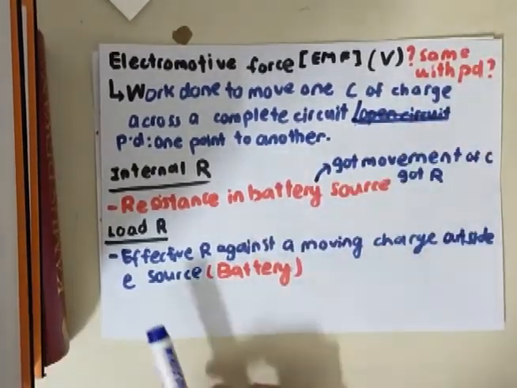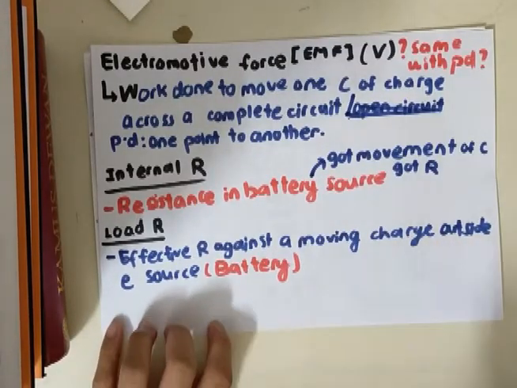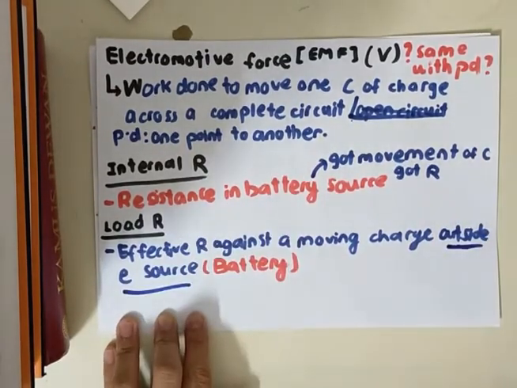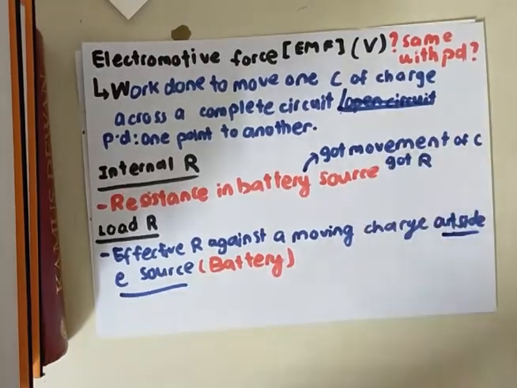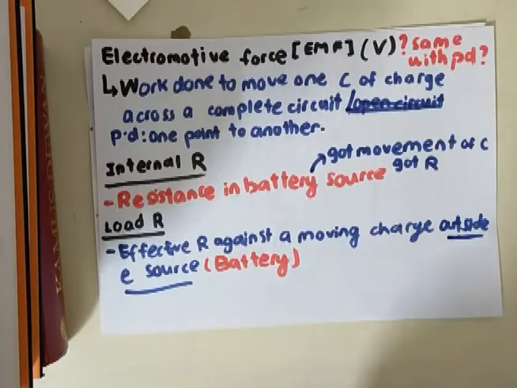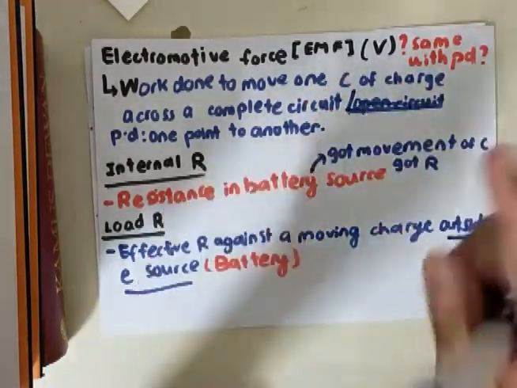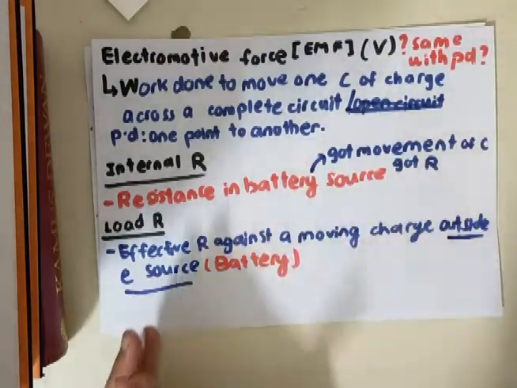The next thing would be load resistance. Load resistance is the effective resistance against a moving charge outside of the electric source. Let's say you put a resistor, that will be the load resistor. If you put a lamp, it will still be a load resistor too. Anything that you put inside a circuit that is not related to the electric source, which is the battery or your generator, is counted as a load resistor.